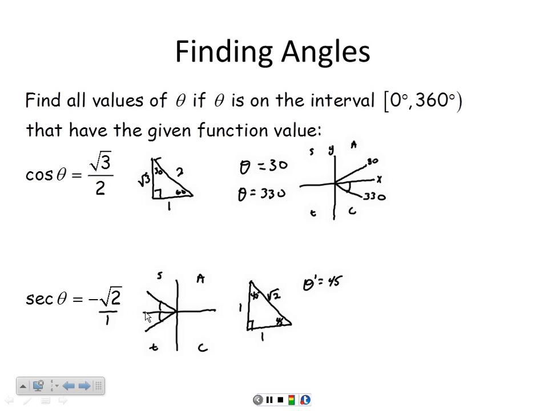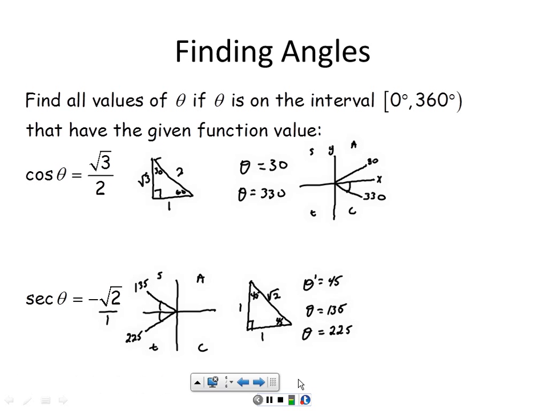So let's do 180 minus 45 degrees. 180 minus 45 degrees is going to be 135. So that's going to be one of those angles, 135. And then let's find the other one. We'll do 180 plus 45, and that's going to be 225 degrees. Okay, so that's how you're going to find values of theta.